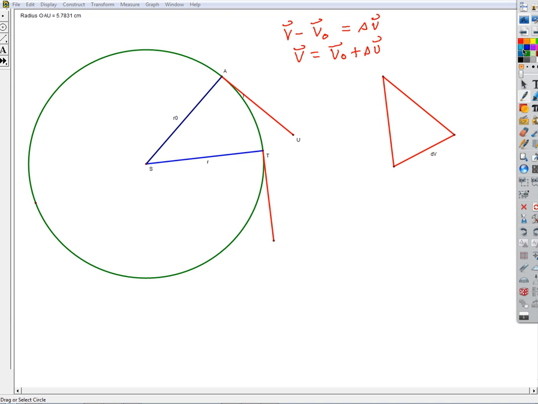Think of it this way. So here's r naught, and here is r. So this must be delta r, right? Okay. Got it.